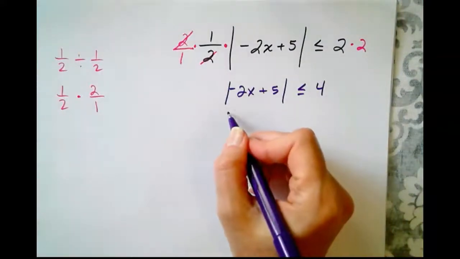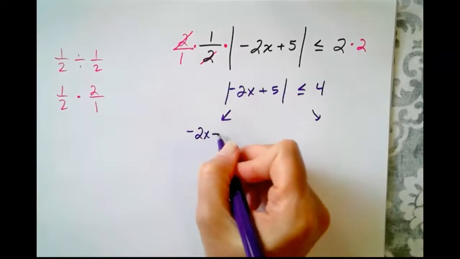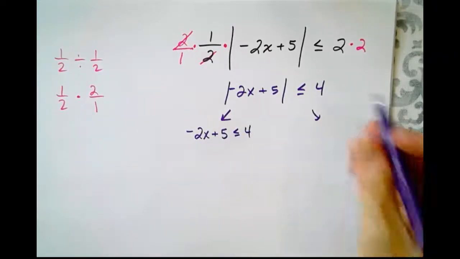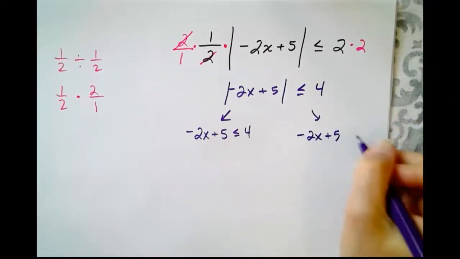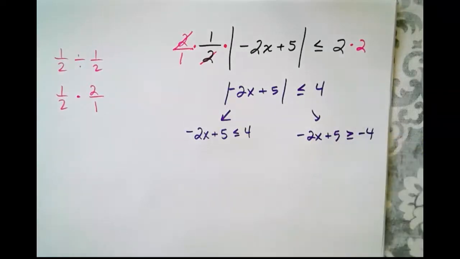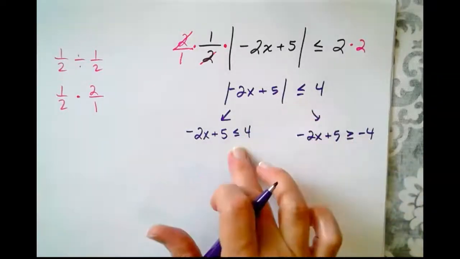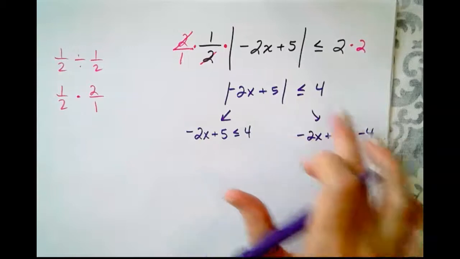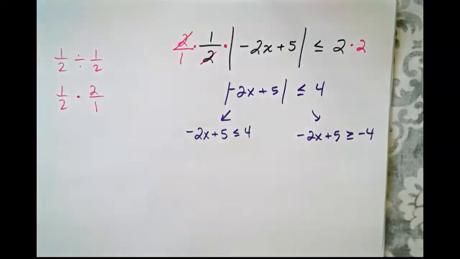Now we're going to go to our 2 cases. So negative 2x plus 5 is less than or equal to 4. Less than, negative 2x plus 5 is greater than or equal to negative 4. This is the positive case. It stays exactly the same. This is the negative case. You flip the sign and change the sign on the number. So this is step 2, setting up 2 cases.